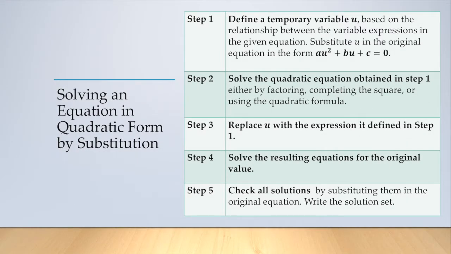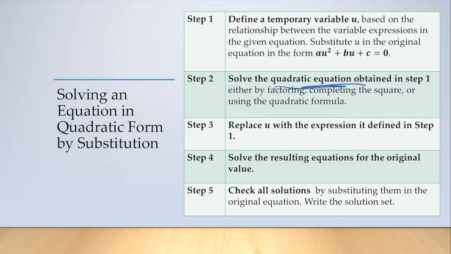So let's talk about how to solve equations in quadratic form by substitution. What you're going to do is always define a temporary variable u based on the relationship between the variable expressions in the given equation. Then you substitute u into the original equation. You solve the quadratic equation obtained from step 1, either by factoring, completing the square, or using the quadratic formula. In the two examples in the last video, I was able to do that by factoring.